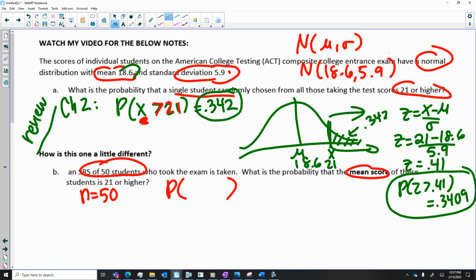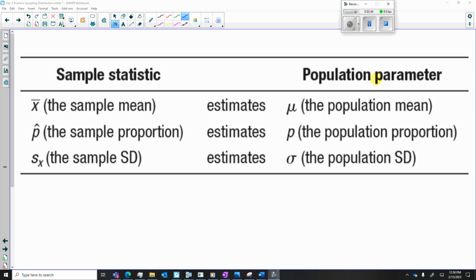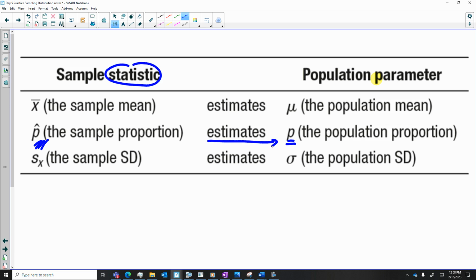So the first thing is, this is a sample. It's an SRS. So the mean of that sample is going to be called x bar. That is a statistic because it comes from a sample, and specifically that is called the sample mean. So a quick recap of our symbols. If we're talking about a sample versus a population, if we're talking about proportions, then we're going to use p hat and p, where p hat is the sample statistic and p is the population parameter.